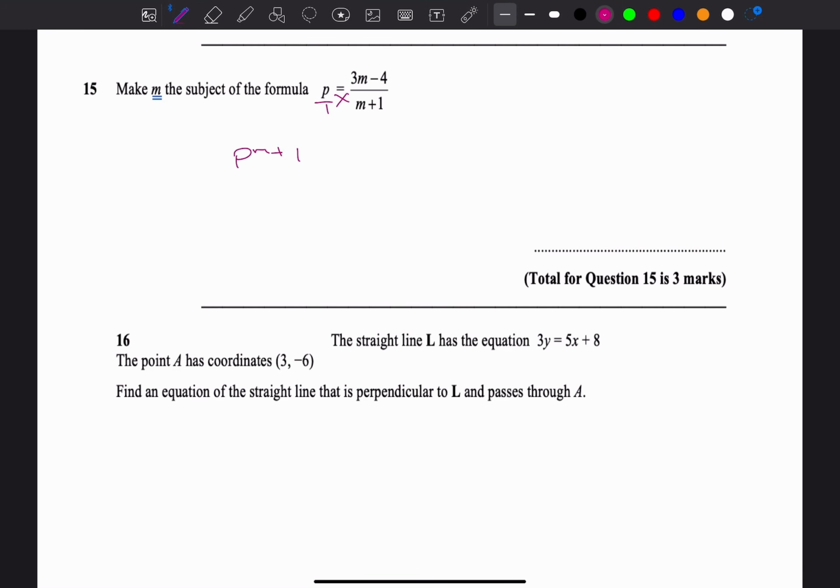Next one, you want to make m the subject, so over 1 cross multiply. Pm plus p equals 3m minus 4. Bring the m to one side. Pm minus 3m equals minus 4. Move the plus p to the other side, minus p. Take m outside. M times p minus 3 equals minus 4 minus p. M is minus 4 minus p over p minus 3.